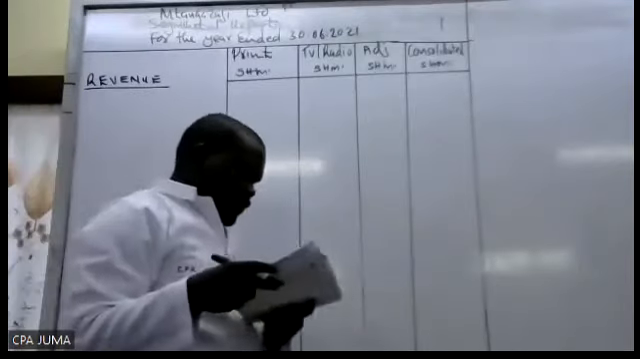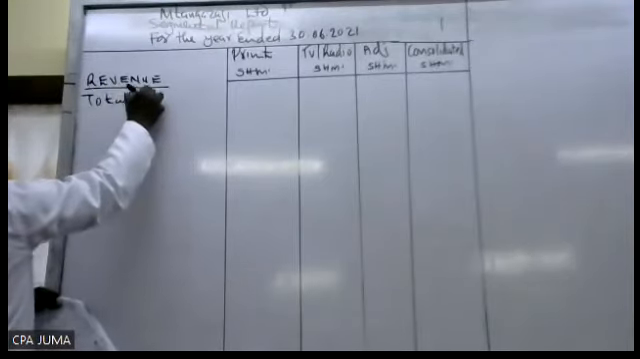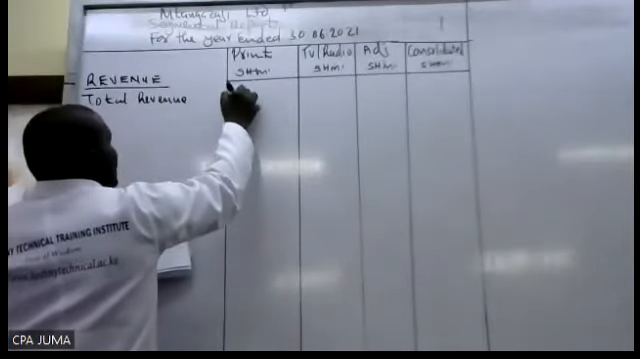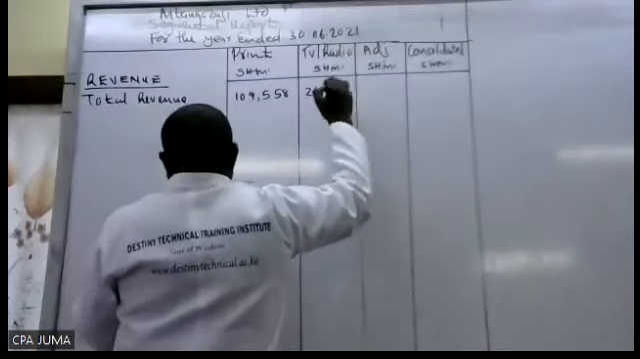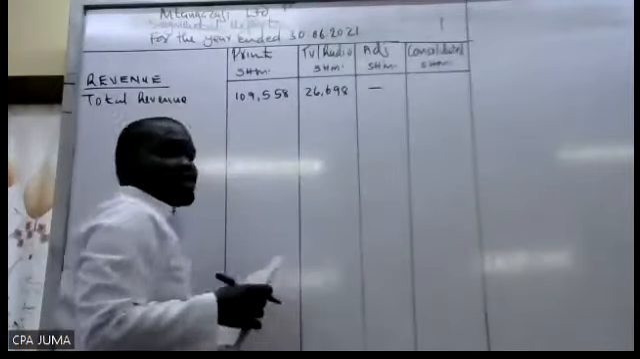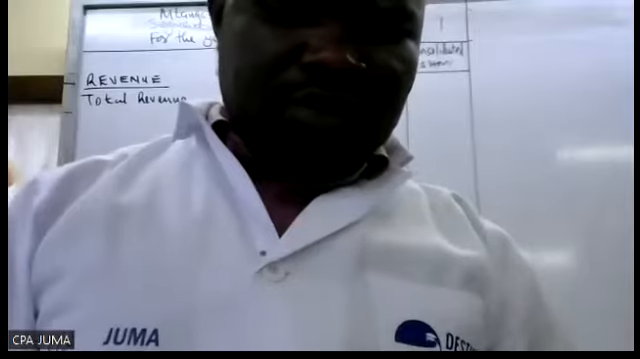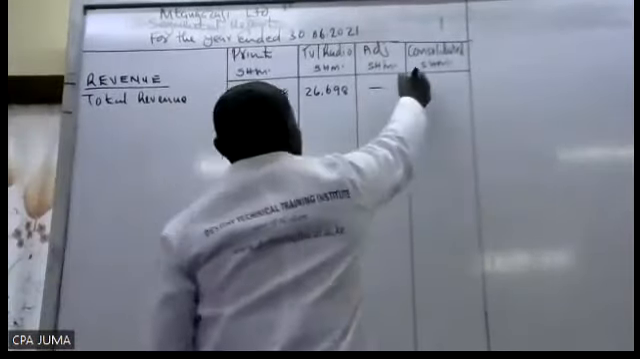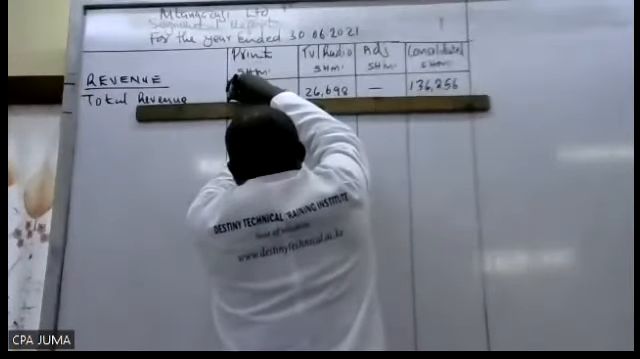So people are ready. So right there, revenue. When you check it keenly, there was no intersegment revenue, neither was there external. So it's just a total revenue. So give us here total revenue. This is 109,558, TV 26,698. There is nothing to adjust. So can you add the two? When you add the two, what do you get? 136,256. So this one you can close.